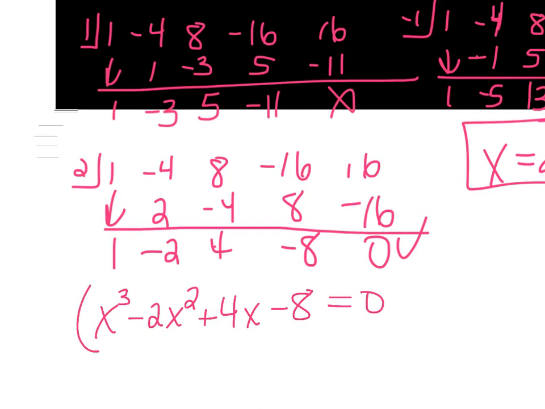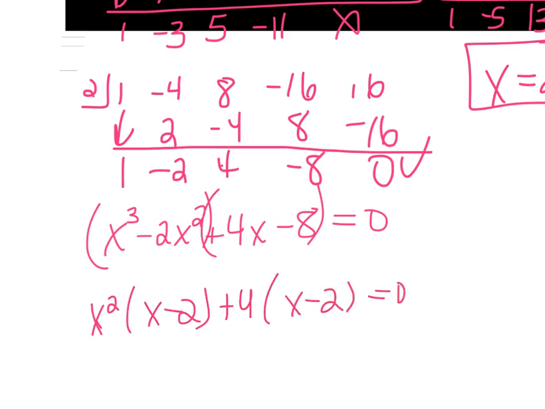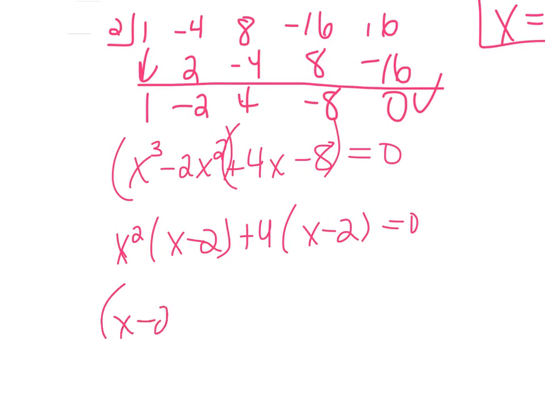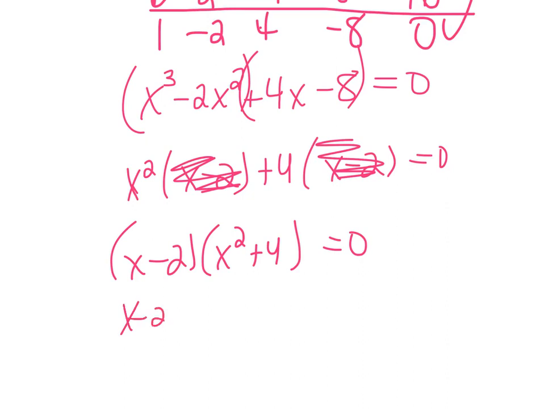Let's group it. First 2, second 2. What do I take out of x cubed minus 2x squared? X squared. Good. And I'm left with x minus 2. All right, what do I take out of 4x and negative 8? 4. So plus 4, I'm left with x minus 2. Agreed? So I write x minus 2 one time, and then the x squared and the 4 get their own parentheses. Can I factor x squared plus 4? No. I can set it equal to 0 though. So I have x minus 2 equals 0, and x squared plus 4 equals 0.